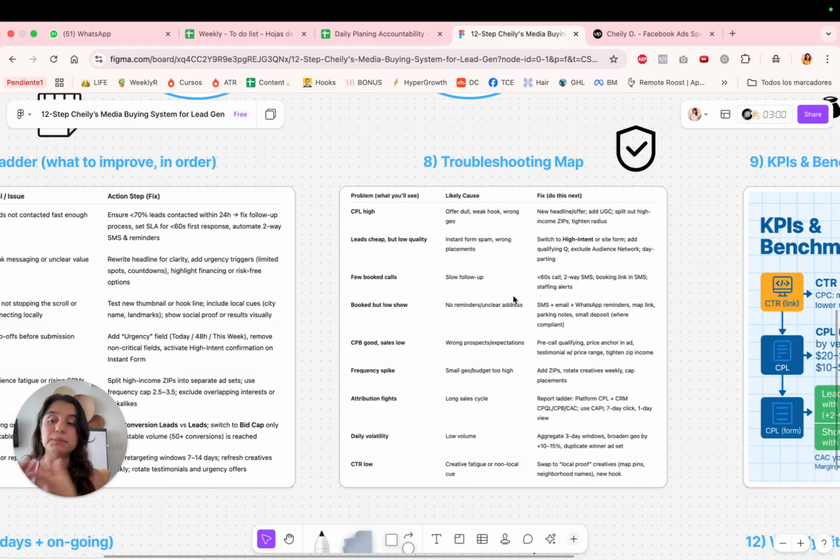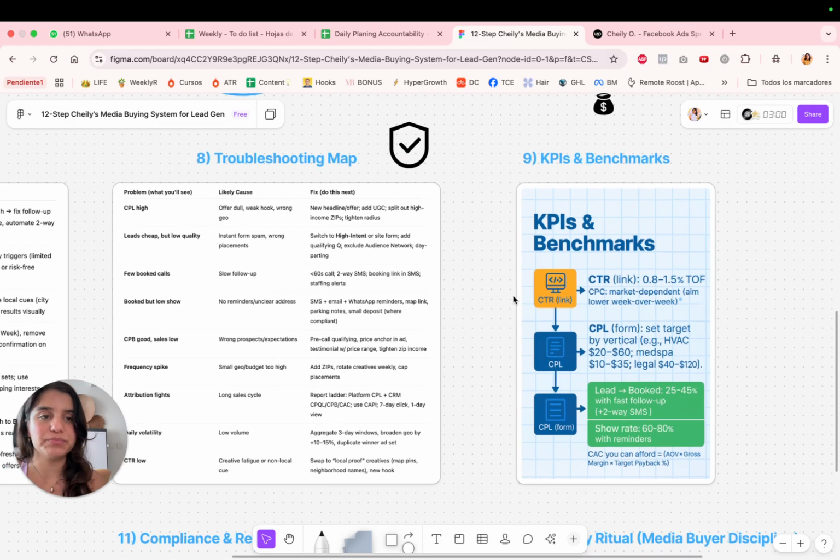Or maybe the leads are cheap but they are low quality, or maybe we don't have enough book calls, or maybe even if you have book calls the sales are low, or maybe there is a frequency spike, or volatility, or we don't have enough volume, etc. So once we observe what's happening with our leads, then we can create an action plan to fix it.